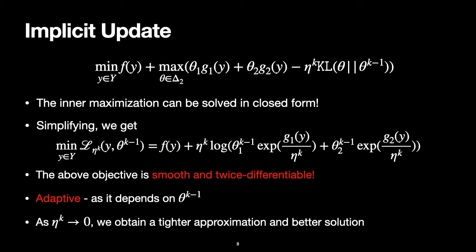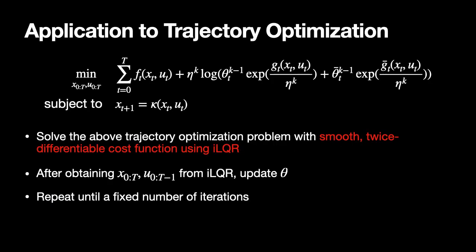Interestingly, the objective adapts to the adversary, and we can observe that we improve the approximation as the regularization coefficient goes to 0. We can apply the same approach to trajectory optimization, resulting in a smooth, twice differentiable objective with dynamics constraints. This can be solved efficiently using any trajectory optimization approach such as ILQR, DDP, etc. Thus, we have a fast iterative solver for non-smooth cost functions by reducing it to a smooth adaptive objective.